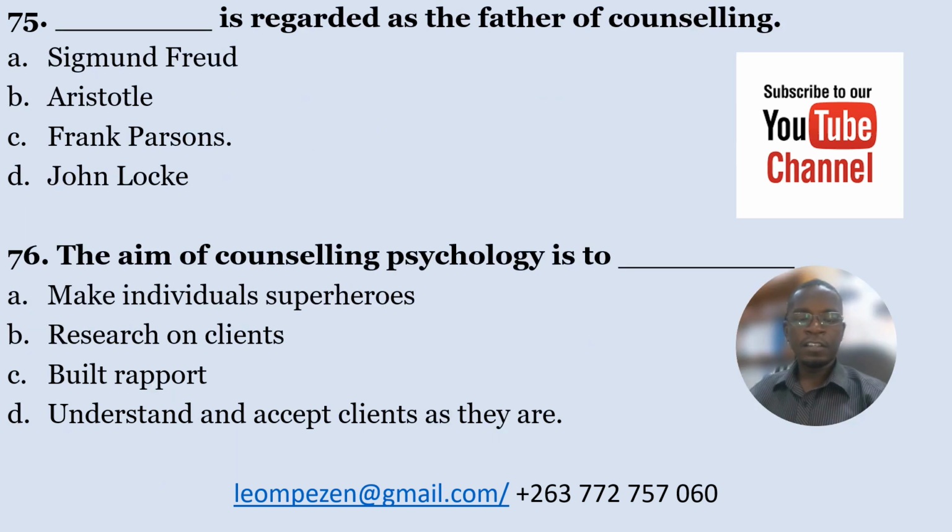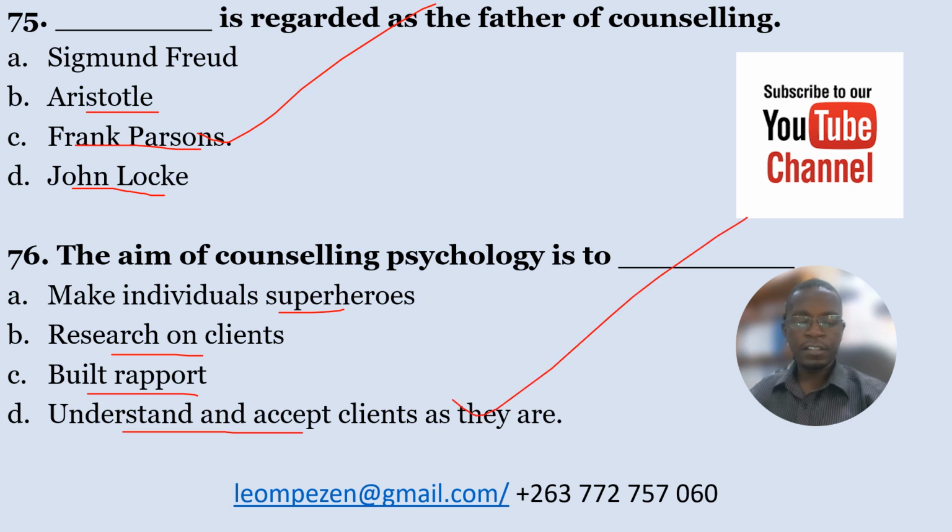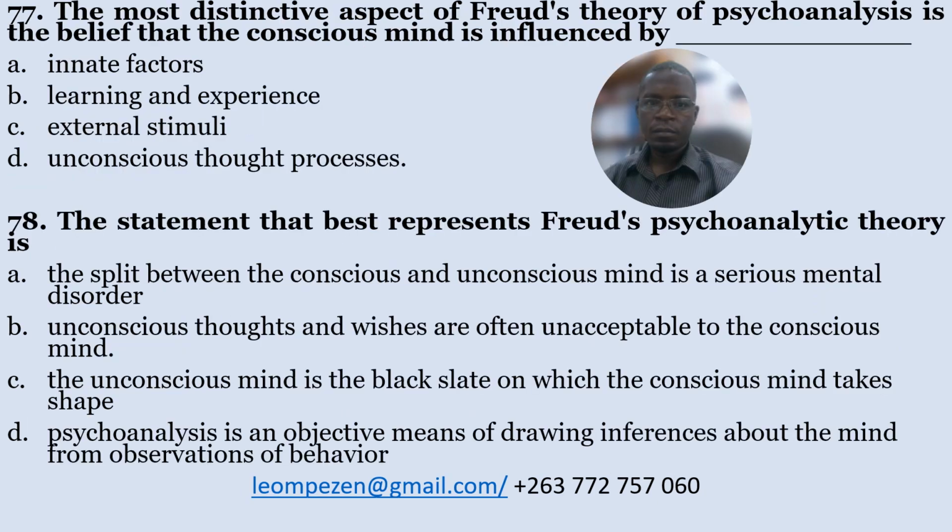Dash is regarded as the father of counseling. A, Sigmund Freud. B, Aristotle. C, Frank Parsons. D, John Locke. The correct answer is Frank Parsons. The aim of counseling psychology is to A, make individuals superheroes, research on clients, build rapport, understand and accept clients as they are. So the correct answer here is D, number 76.